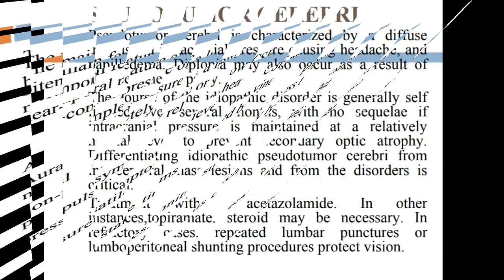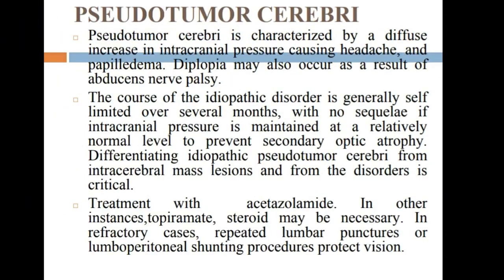Now we talk about pseudotumor cerebri. It is characterized by a diffuse increase in intracranial pressure, causing headache and papilledema. Diplopia may also occur as a result of abducens nerve palsy. The course of the idiopathic disorder is generally self-limited over several months with no sequelae, if intracranial pressure is maintained at a relatively normal level to prevent secondary optic atrophy.